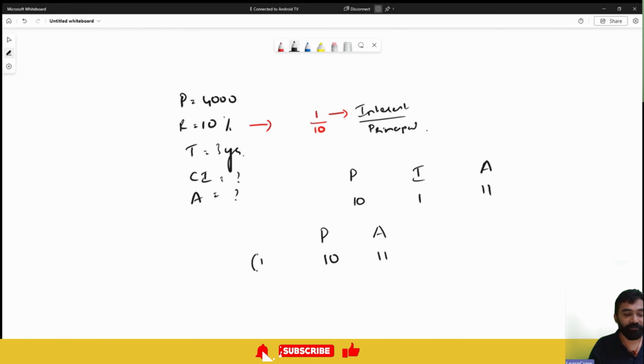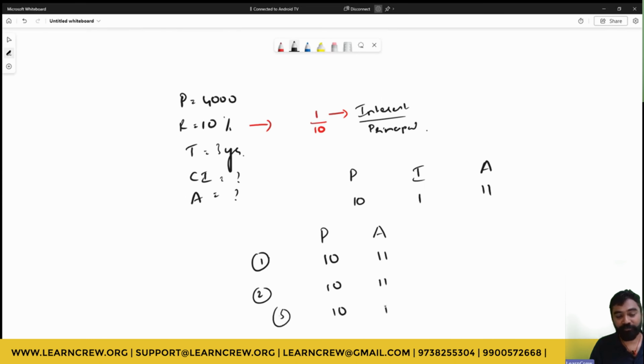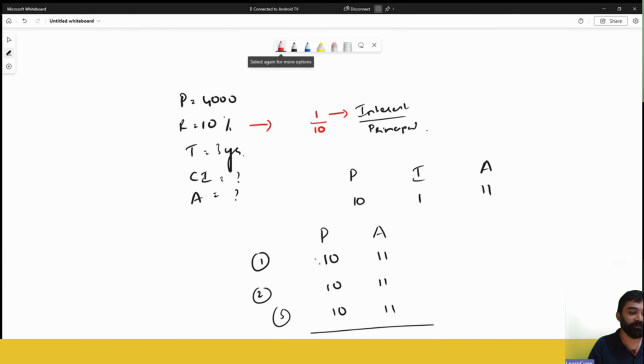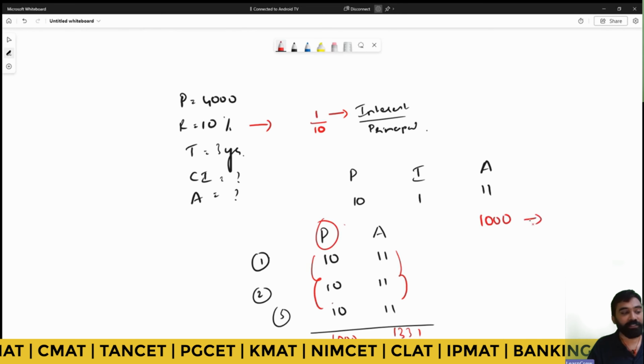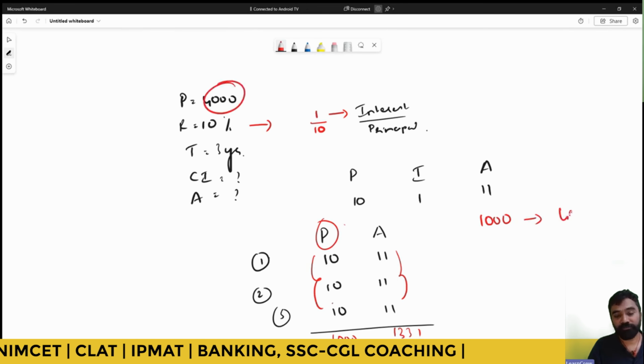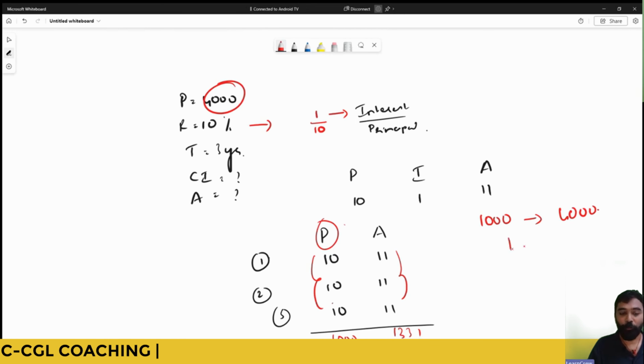This is for the first year. Second year, again this is going to be 10 and this is going to be 11. Third year, again this is going to be 10, and again 11. Now multiply these three. 10 into 10 into 10 is 1000, and this one 1331. Now this is nothing but the principal component. 1000 parts is equivalent to 4000, or 1 ratio equal to 4.